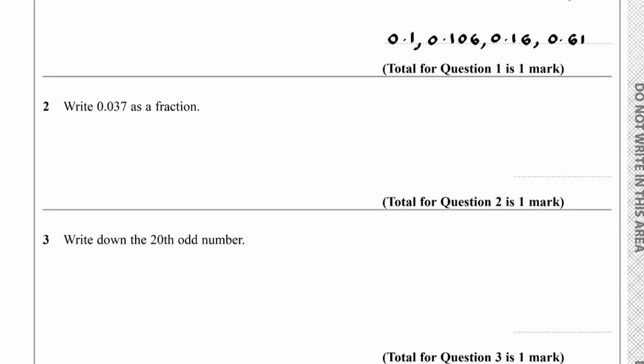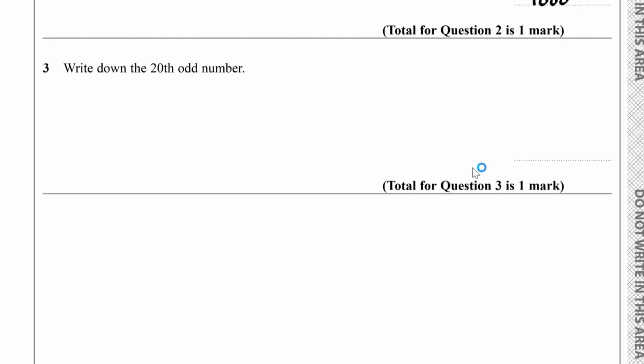Question 2. We have to write 0.037 as a fraction. Well, we've got 1, 2, 3 digits after the decimal point, so our fraction will be out of 1000. So we've got 37 out of 1000, which is the same as 0.037.